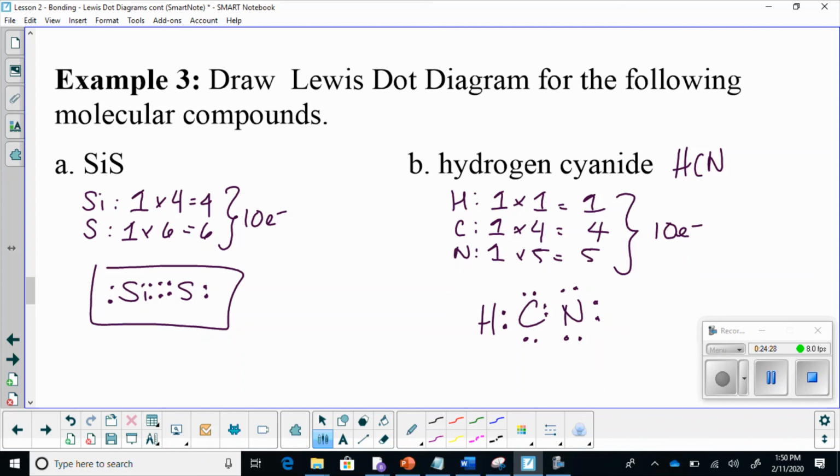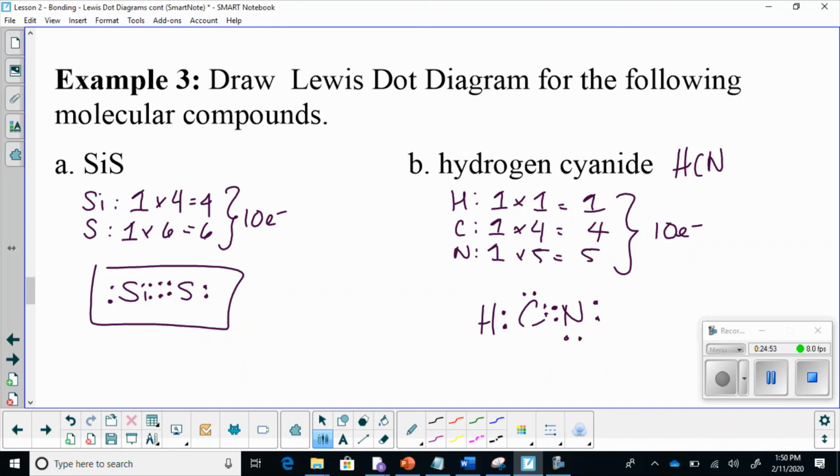Can I make a double bond between hydrogen and carbon? No, because hydrogen cannot go past a duet. We cannot have it have 4 electrons. So I make a double bond here. I erase. Now I have 12. So I need to make another bond.